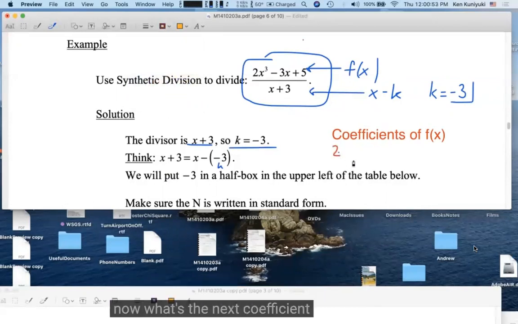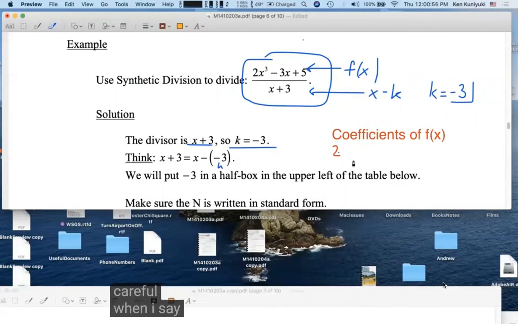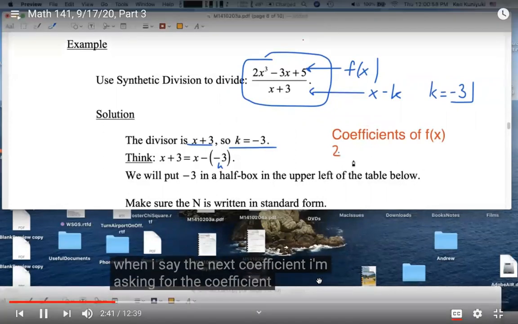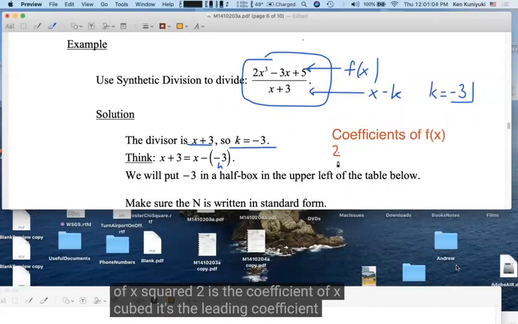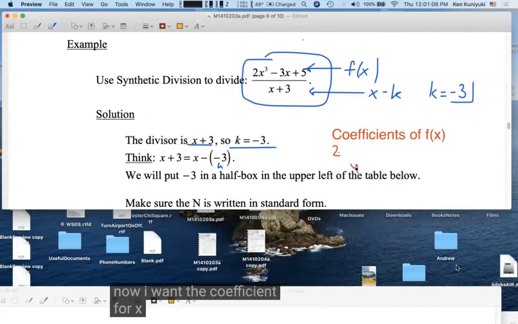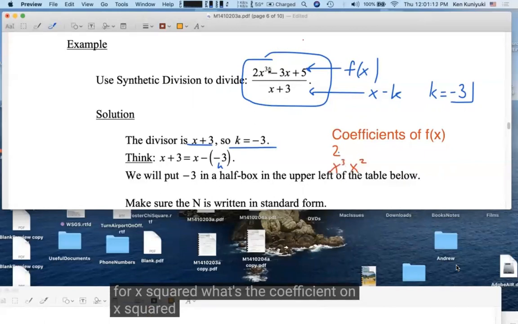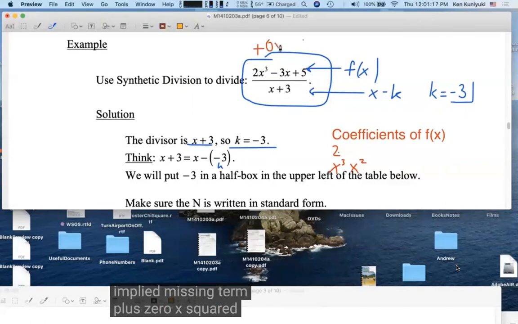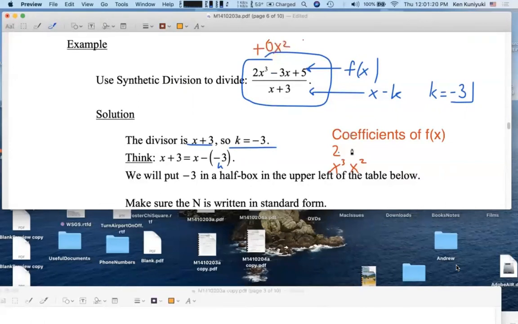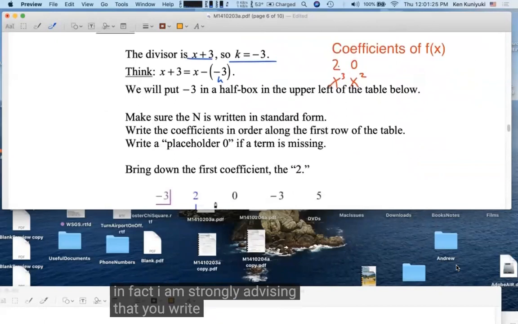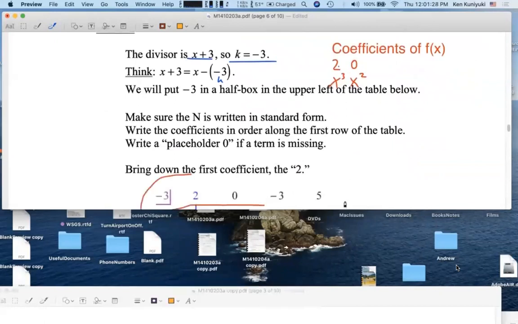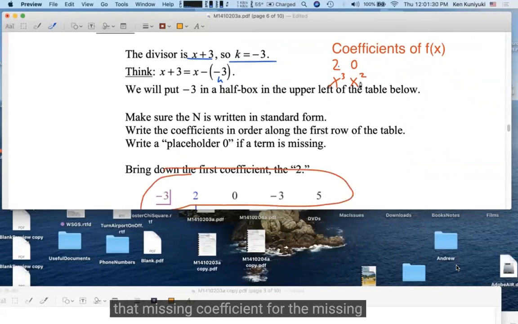Now, what's the next coefficient? Now, be careful. When I say the next coefficient, I'm asking for the coefficient of x squared. 2 is the coefficient of x cubed. It's the leading coefficient. But now I want the coefficient for x squared. What's the coefficient on x squared? It's 0 because there's an implied missing term, plus 0x squared. In fact, I am strongly advising that you write down that missing coefficient for the missing term.